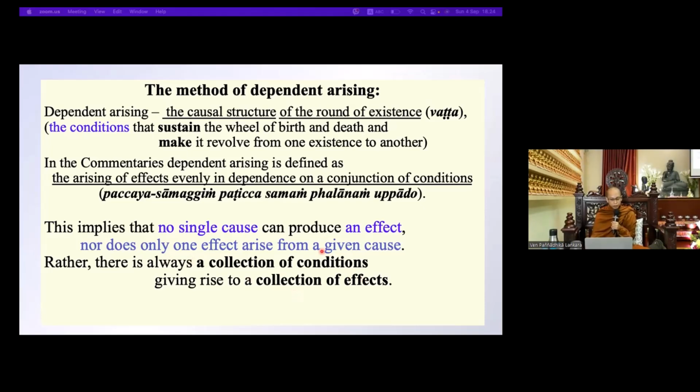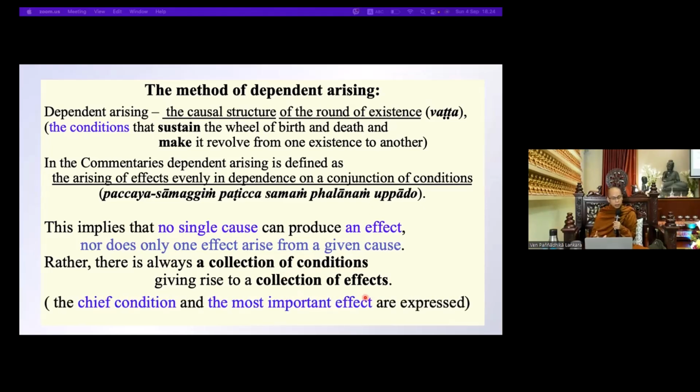The arising of the conditions comes in correlation. So the correlation of conditions produces the correlation of effects actually. But the chief condition and the most important effect are pointed out in the paticca samuppada. That is why the 12 terms come as connections of a single cause and single effect in the paticca samuppada. It is like a brief explanation of the patthana, so it is easy to understand.